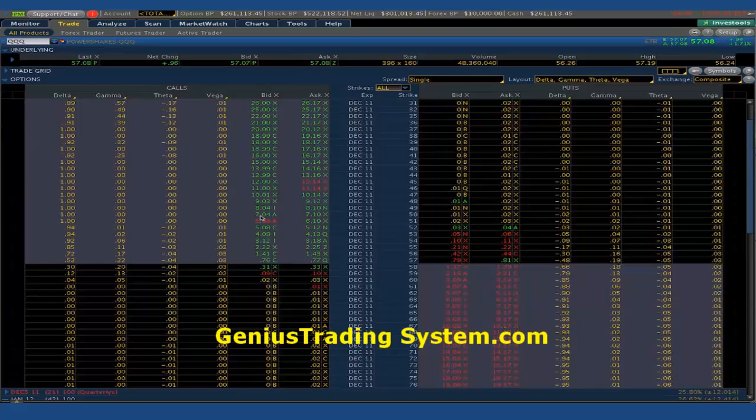So the percentage gain is better for the 50s, but the same dollar amount gained through delta for the 49s and the 48s and the 47 and the 46 and so forth. So there's no reason why you would buy a deeper in the money call in this case.